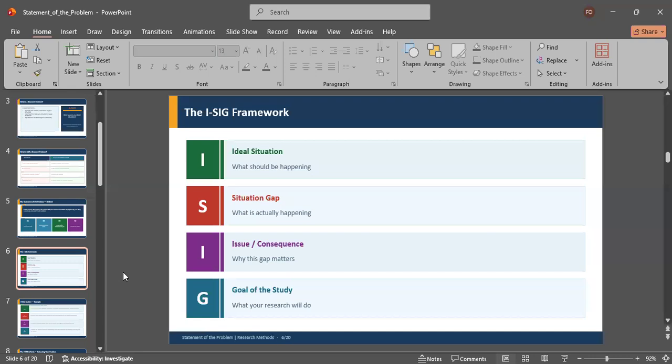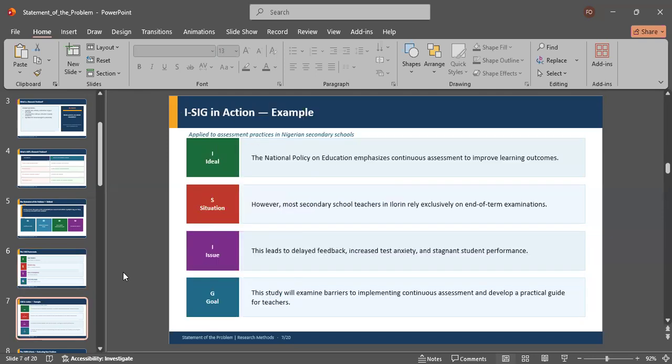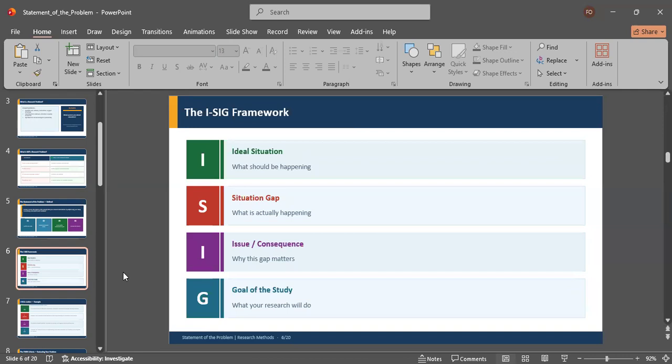The moment you have written the background, the statement is the next thing because it justifies the whole research. Why are you doing this research? Why are you stressing yourself? So your statement justifies why you are stressing yourself. That's as simple as that. Now, I said I'll give us the ISIG framework. Now, this is the ISIG framework in motion.